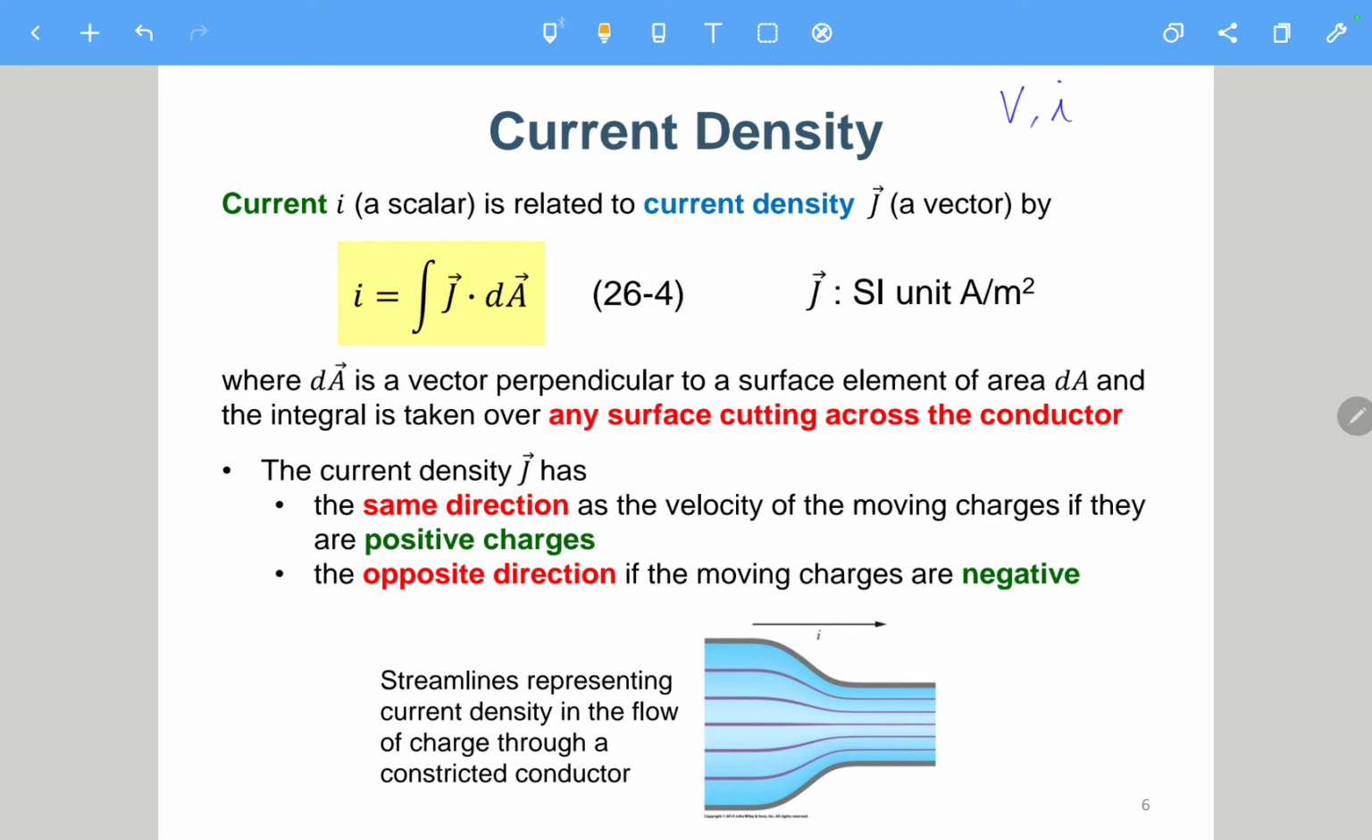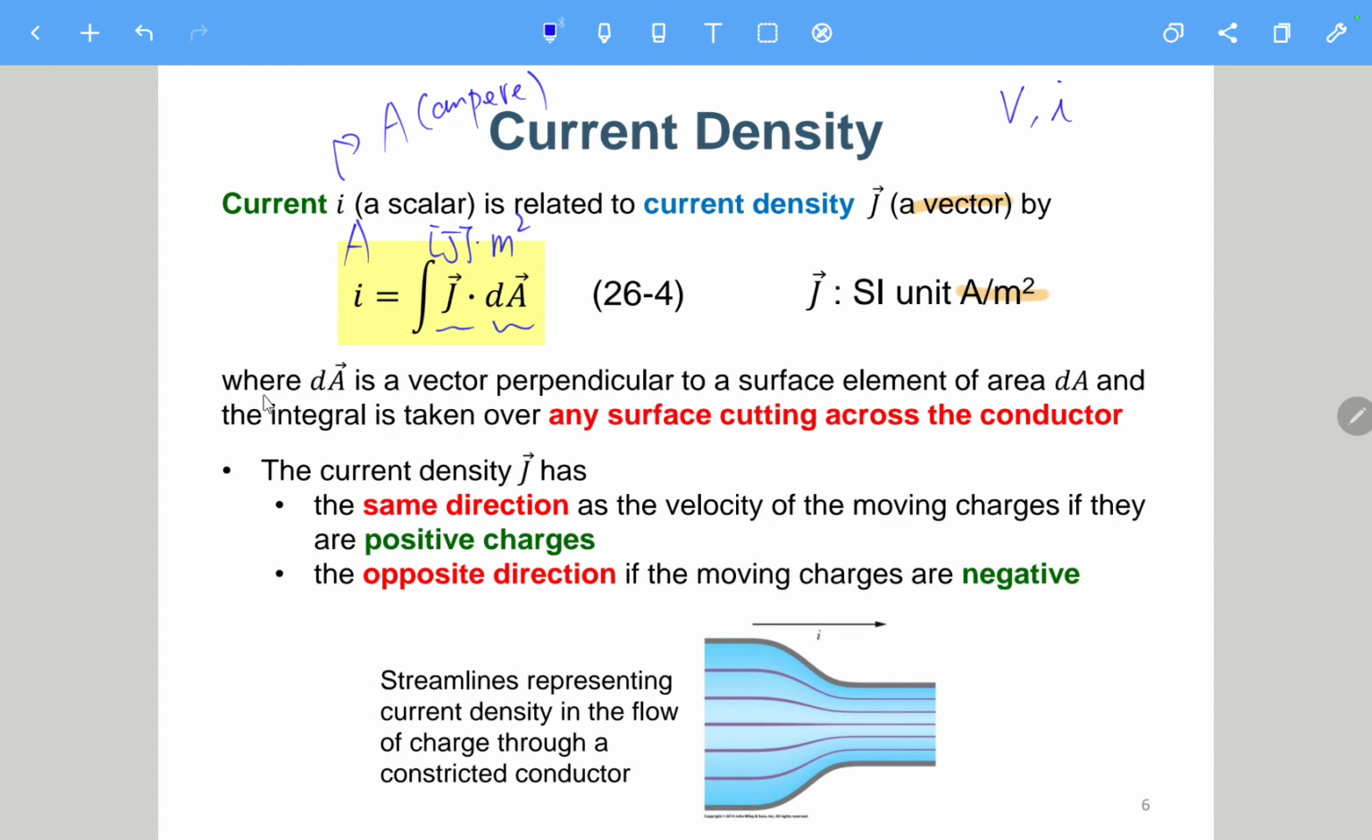What we need to know is that the current density is a vector. It's called J. The SI unit for the current is A, ampere. Then the SI unit for J times the area, which is meter squared, gives the current. So you can quickly find that the SI unit for J is A over meter squared.